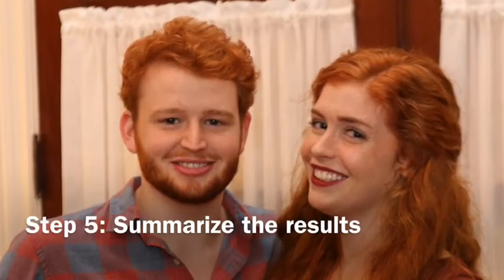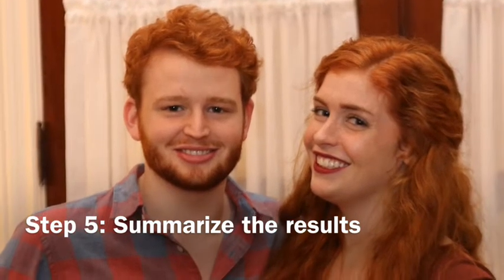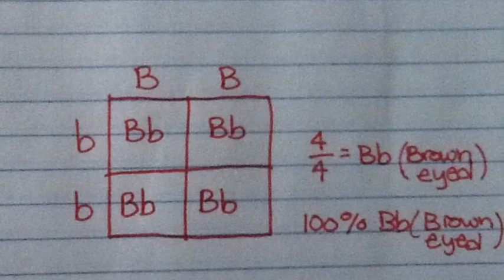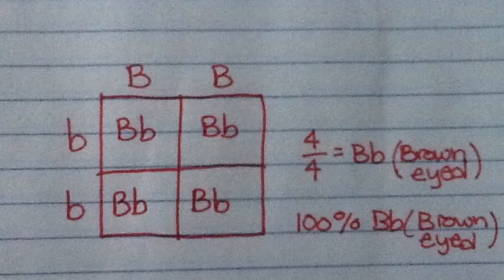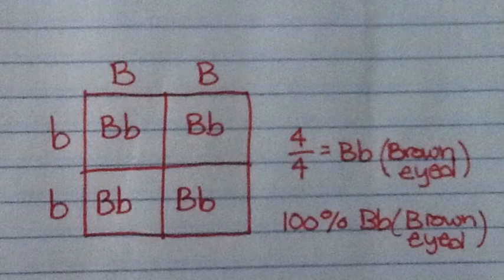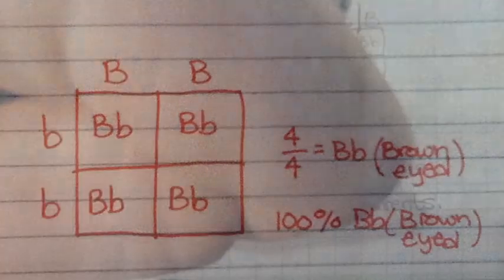The 5th step is to summarize the results. You'll look at the Punnett square you've completed and analyze the 4 offsprings that are in each square. If you have 4 of a kind, like here, capital B, lowercase b, then you have a 100% chance that your children will inherit that genotype and therefore that phenotype or characteristic, which in this case is brown eyes.